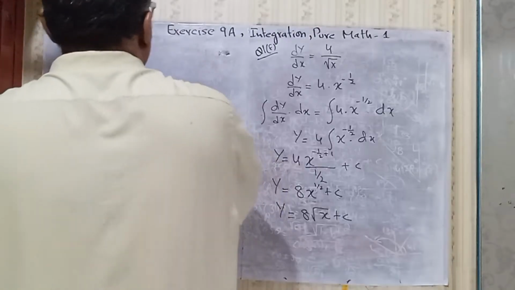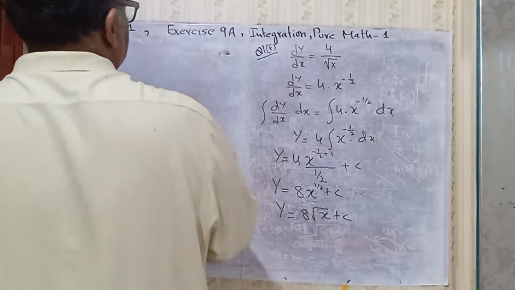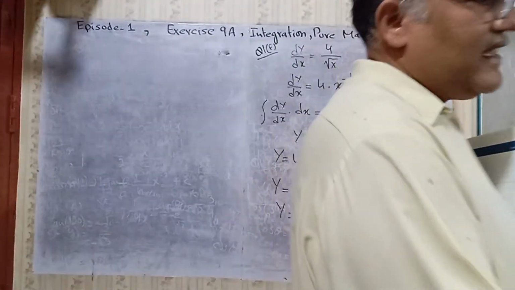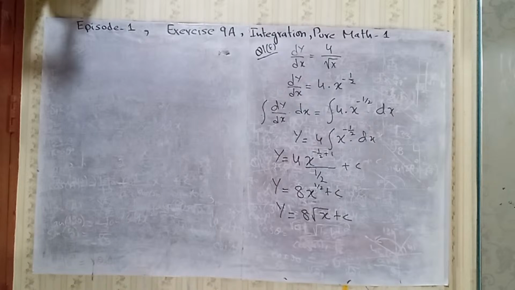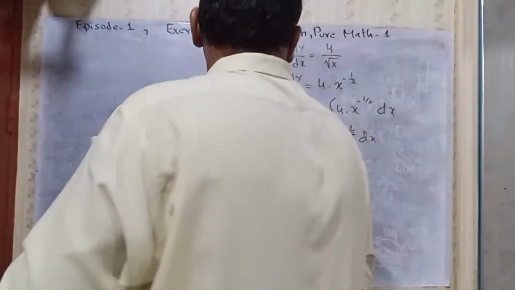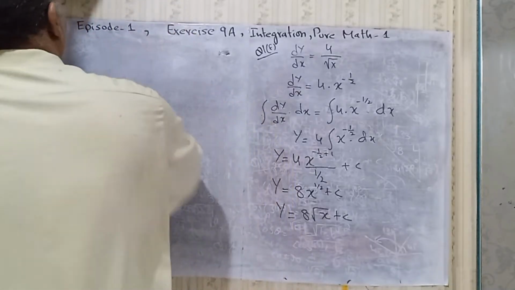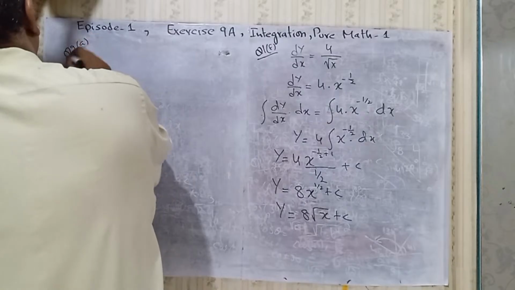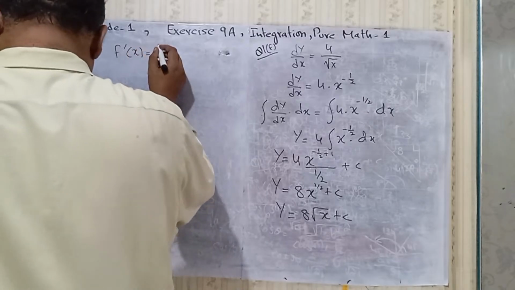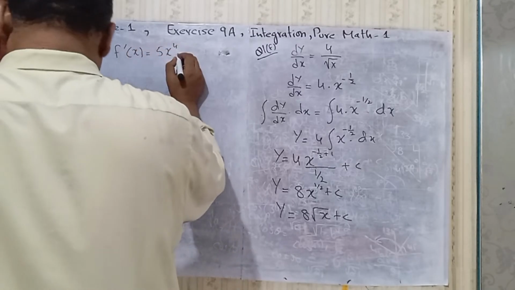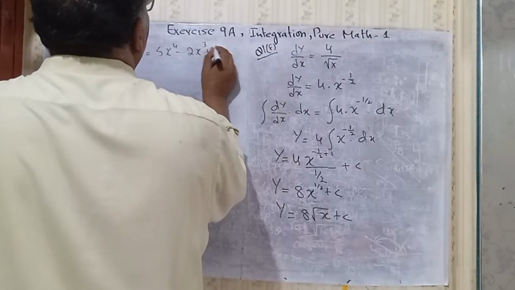We are working on exercise 9A, and this is our first episode on this exercise. This chapter number 9 is all about integration. We are talking about the integration of paper 1 of the AS and A levels mathematics 9709. So question number 2, and its A part. Question number 2, its A part, he says that f of x is equal to 5x raised to power 4 minus 2x cube plus 2.